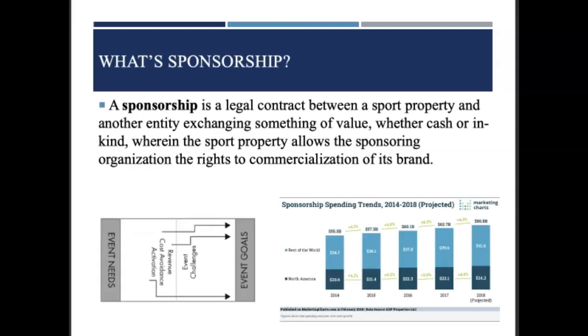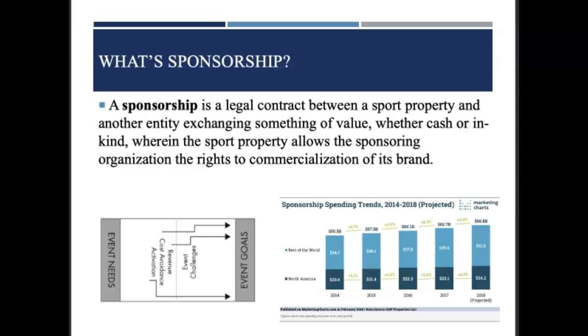So what is sponsorships? Technically, sponsorships is a legal contract between a sports property and another entity exchanging something of value, whether that's cash or in kind. Within the sports property, allow the sponsoring organization the rights to commercializations of its brands. So for the sponsorship, normally we say that is based on exchange theories.